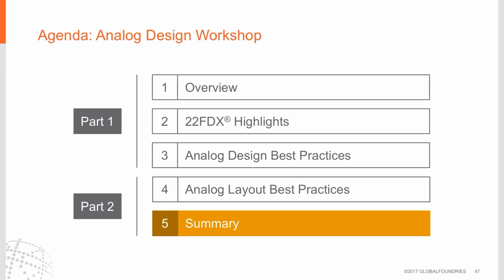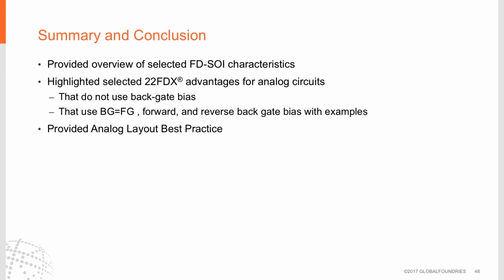I'll now summarize. We've provided an overview of the analog-related FD-SOI characteristics. We've highlighted selected advantages for analog circuits. We've shown examples of circuits that do not use backgate bias, as well as the use of backgate tied to front gate, forward and reverse backgate biases with examples, and provided analog layout best practices.